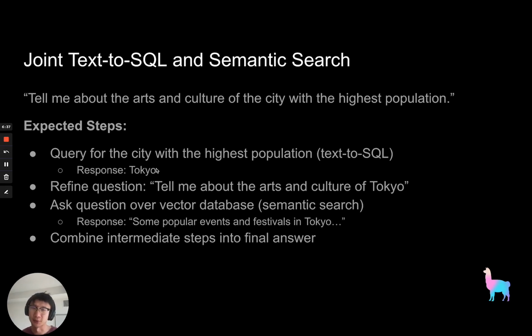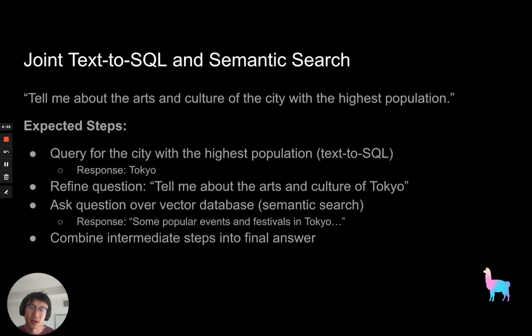After you get back the city with the highest population, you probably want to refine the original question because now you have more information. So you want to say, tell me about the arts and culture of Tokyo. And this is a question that you actually want to ask over the vector database and do semantic search. And so you ask this question.